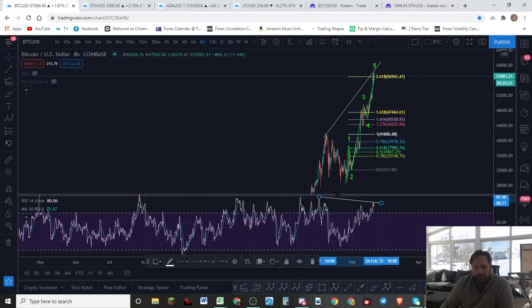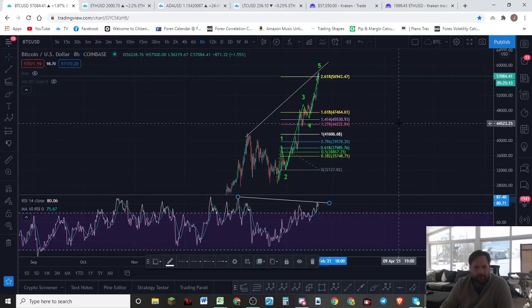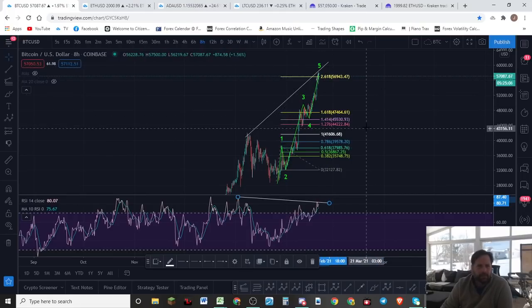So we do have divergence on the 8-hour chart there as well. Okay, but we don't have local divergence here, and so there could be more upside. So let me talk about a different count as well. So this is a potential 1, 2, 3, 4, and then getting the 5th wave. All right, that's a potential count.